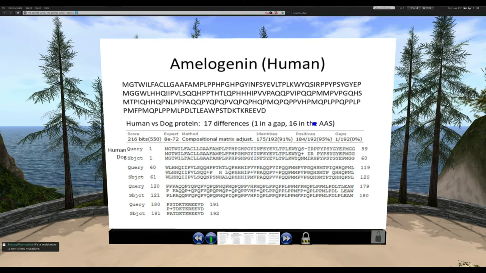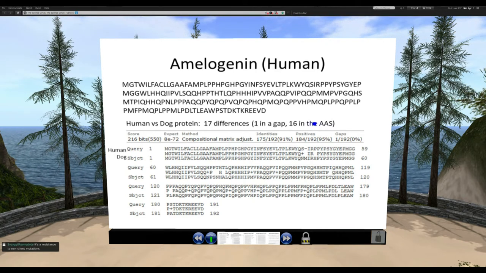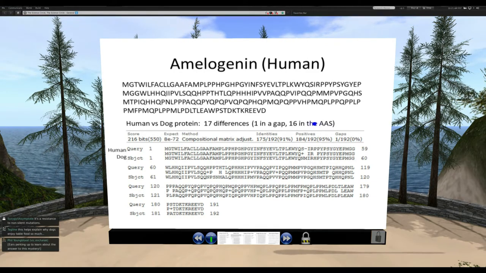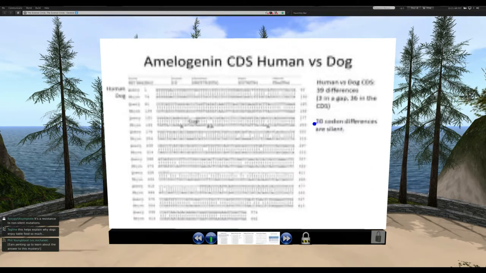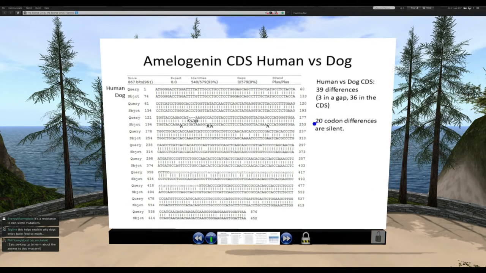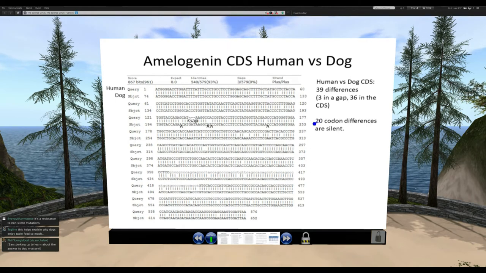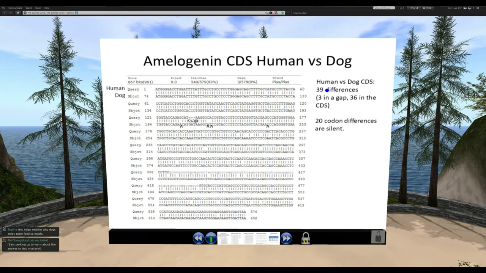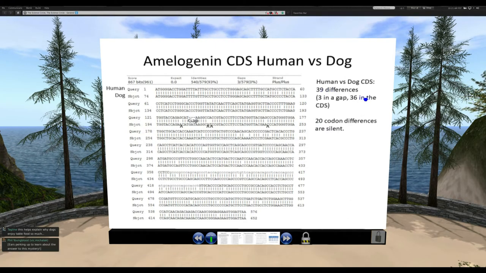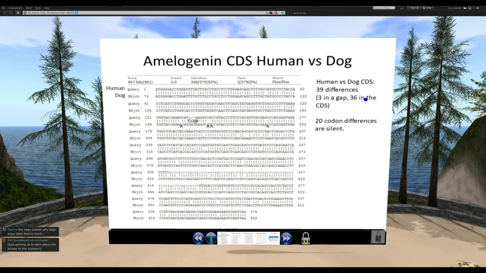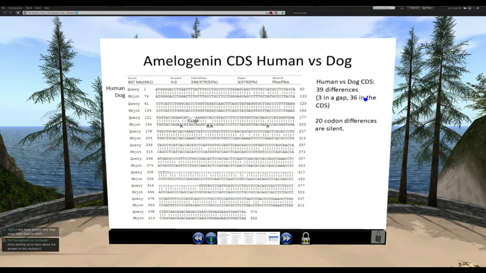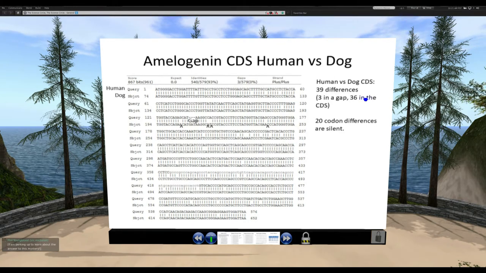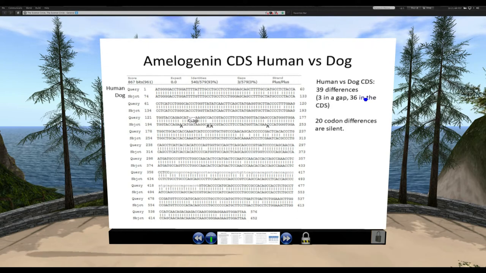So I'm just going to ignore the gaps. So we've got 16 differences in the amino acid sequence. And here's the amelogenin coding sequence, and it's somewhat similar to what we saw in beta globin. There are 39 differences, but three of those are in the gap, so we're only going to count 36 of them. And there are only 16 differences in amino acids, and the other 20 are silent. There are too many silent mutations.